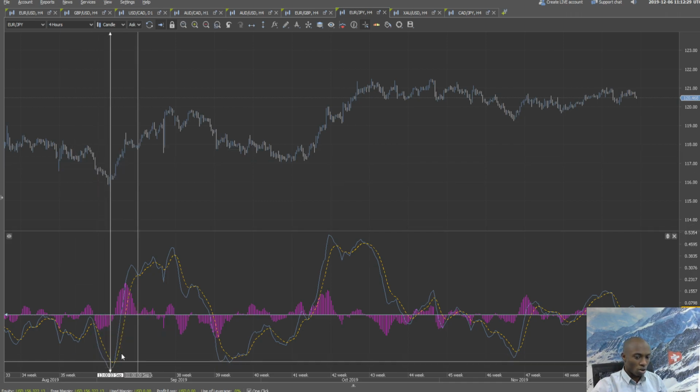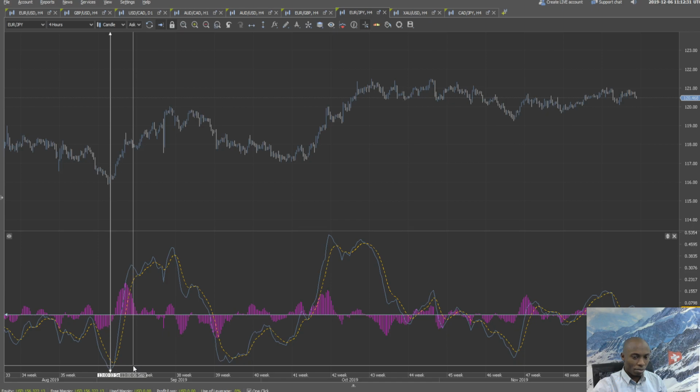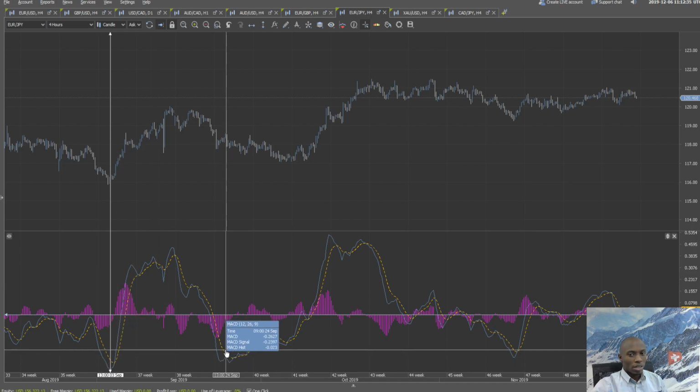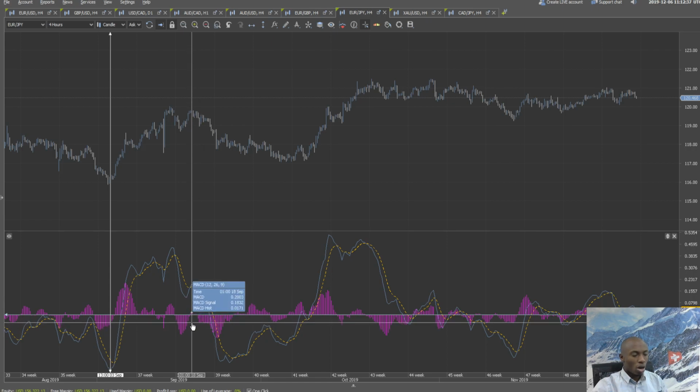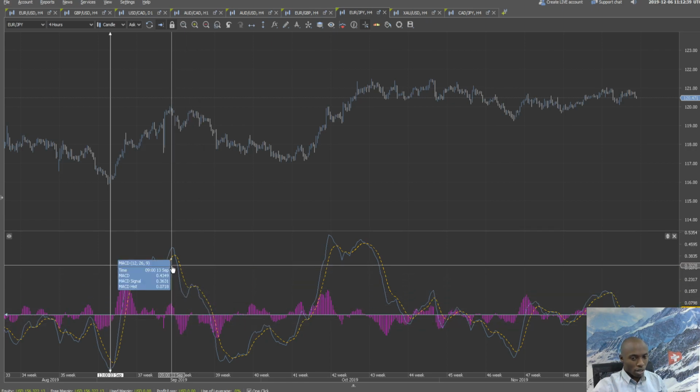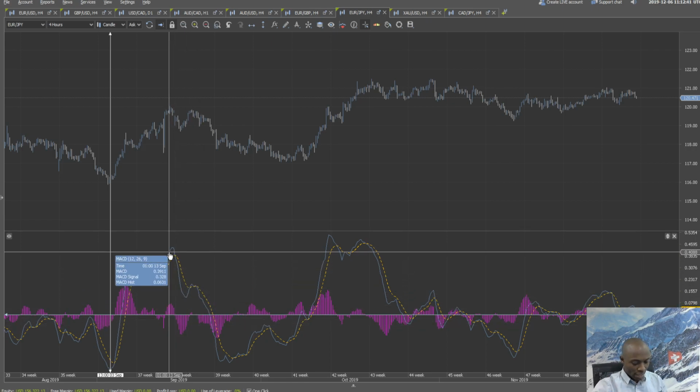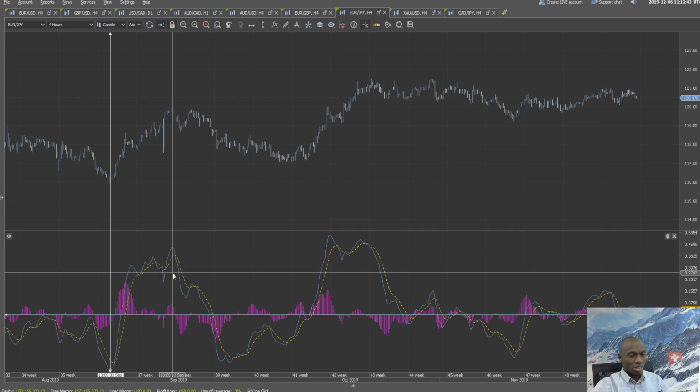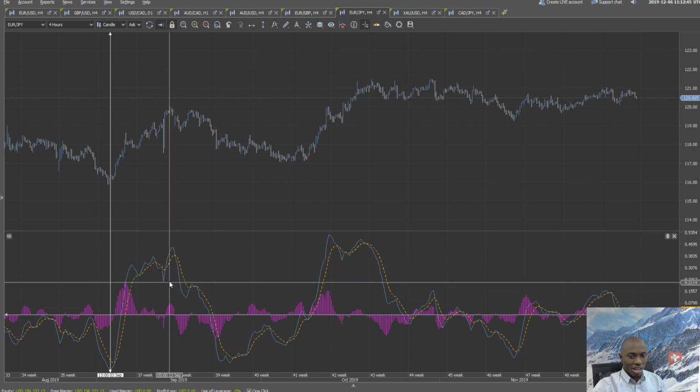You can see this cross below the zero level. The MACD line crosses the signal line. That's still the same thing when the MACD line crosses the signal line above the zero level.